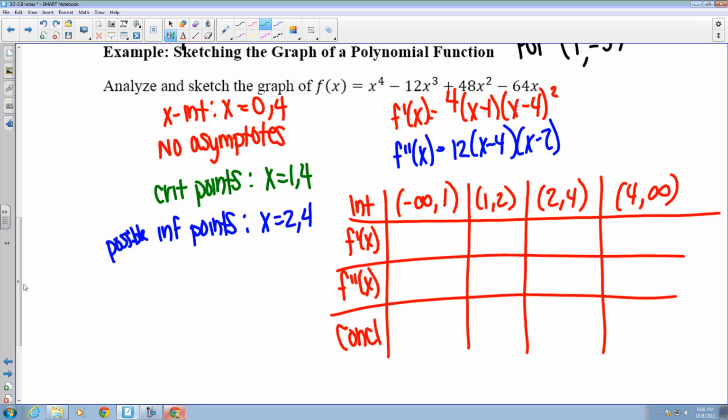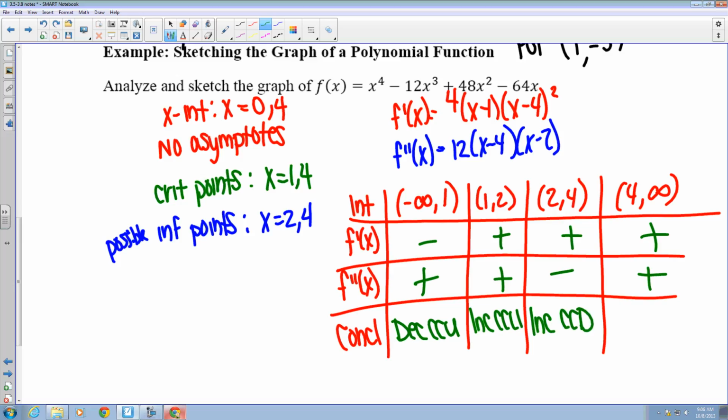Negative infinity to 1, our first derivative is negative, then positive, positive, positive. Second derivative is positive, positive, negative, positive. Conclusion is decreasing, concave up, increasing, concave up, increasing, concave down, and increasing, concave up.